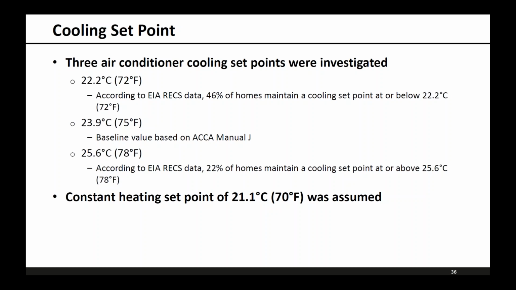And just for perspective, the REX survey data has statistics on cooling set points, and so a 72 Fahrenheit set point was actually still pretty high. There were 46% of homes with a cooling set point below that, and the 78F still had 22% of homes with cooling set points above that. So our high and low values are still well within the range of common set points. And we used a constant heating set point of 70 degrees Fahrenheit for all of the homes.